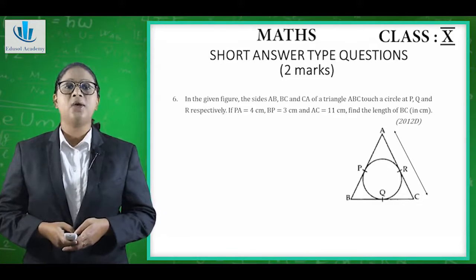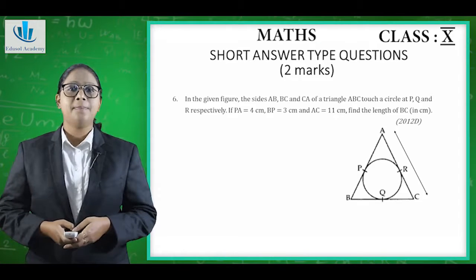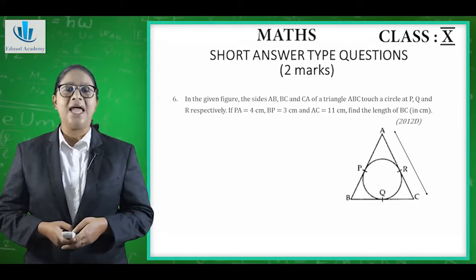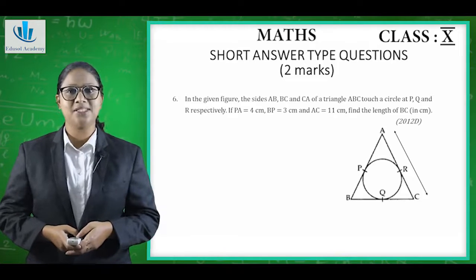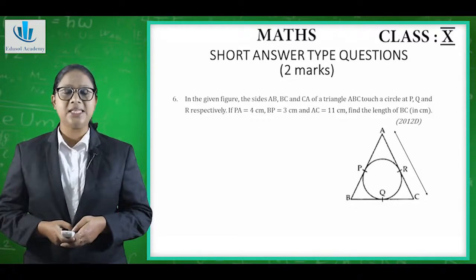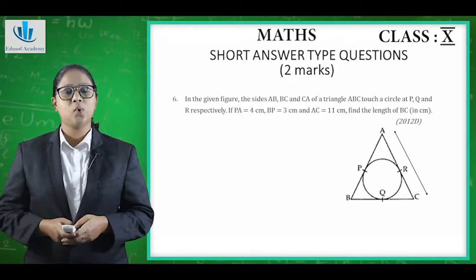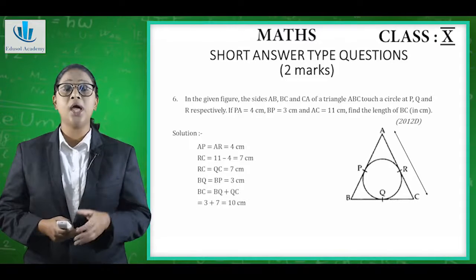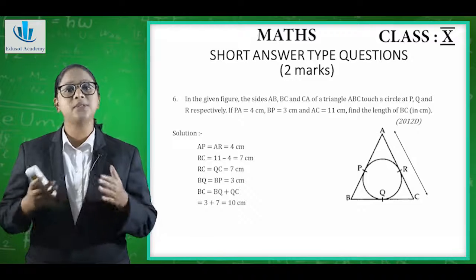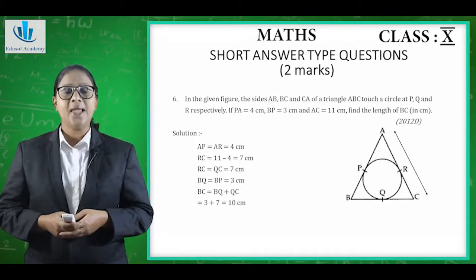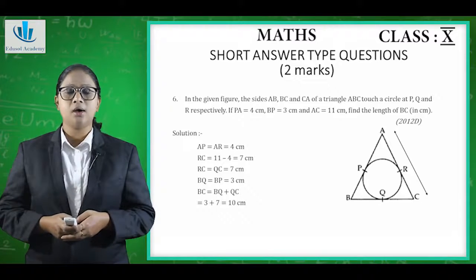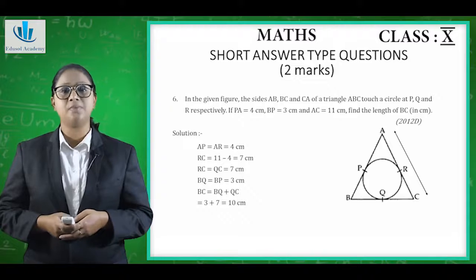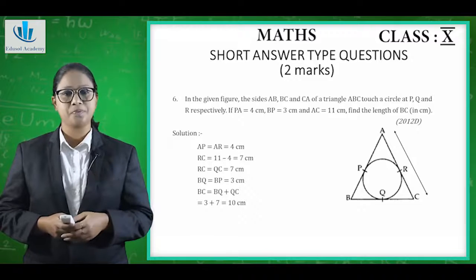If PA is equal to 4 cm, PB is equal to 3 cm and AC is equal to 11 cm, find the length of BC in centimeter. So some measurements have been given. Draw the figure in your book and take down those measurements close to the figure. So AP equal to AR, both are 4 cm each, by applying theorem 2.